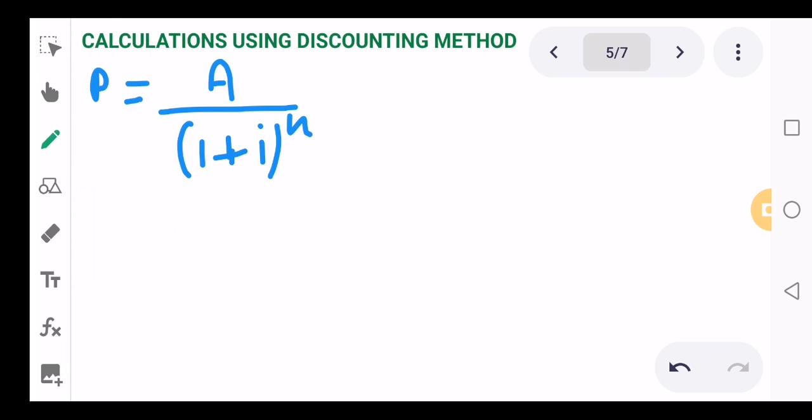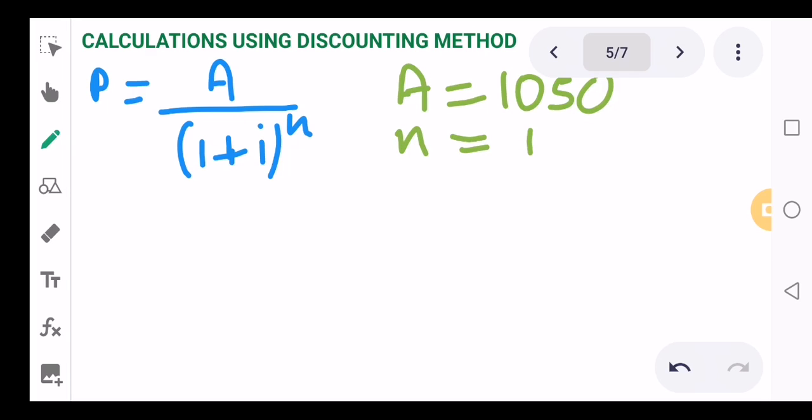Let me tell the question. There's a person A. He requires 1050 at the end of the first year at the rate of interest of 5%. So how much should he invest today, so that after 1 year he gets an amount of 1050 rupees at the rate of interest of 5%? Let me put it down. Here A wants an amount of 1050 in future. He wants this amount after 1 year. The rate given is 5%. So how much should he invest today is the question.